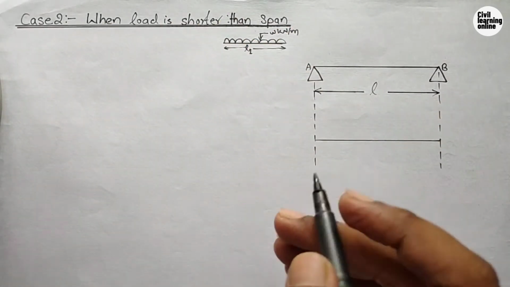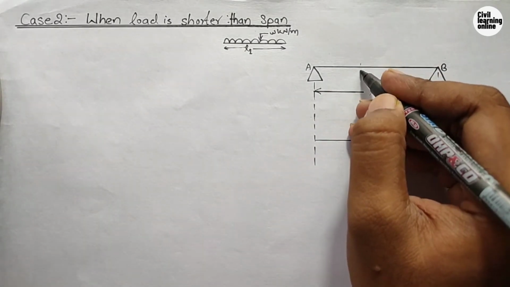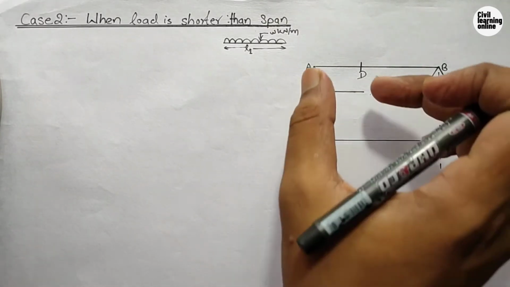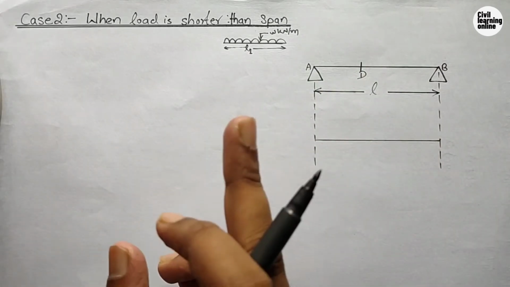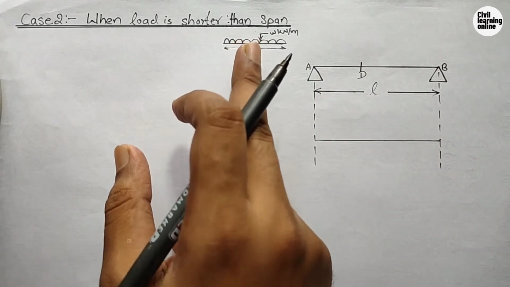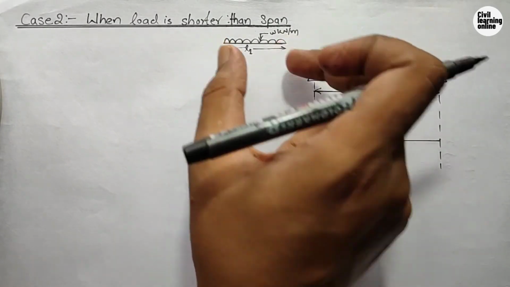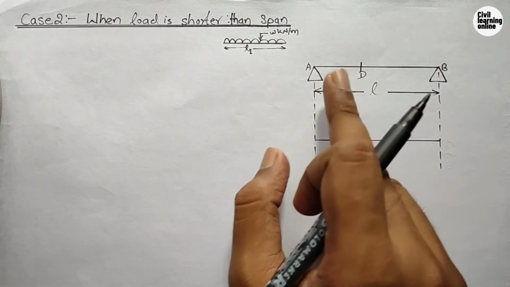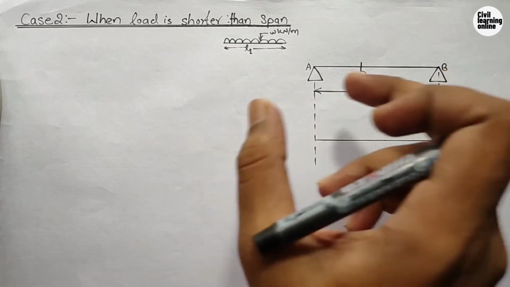So in that case, suppose we are asked to calculate the maximum bending moment at point D. As our load is shorter than span, we have to place this UDL in such a way that our load on span AD will be equal to our load on span DB. And how we can do this?